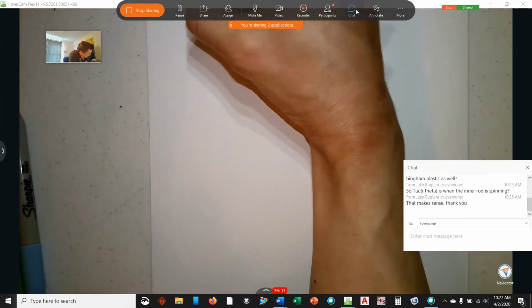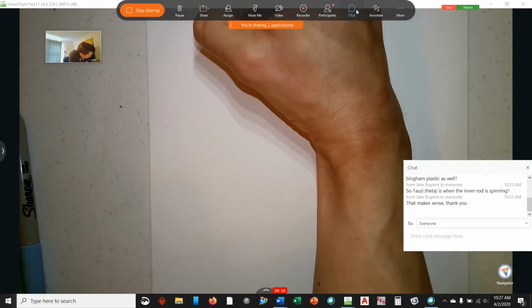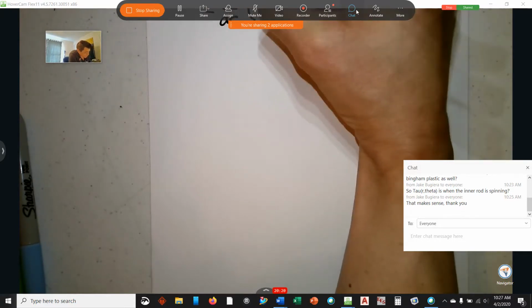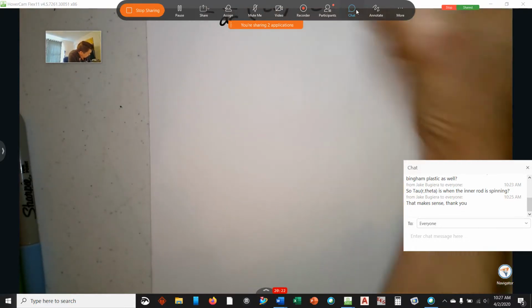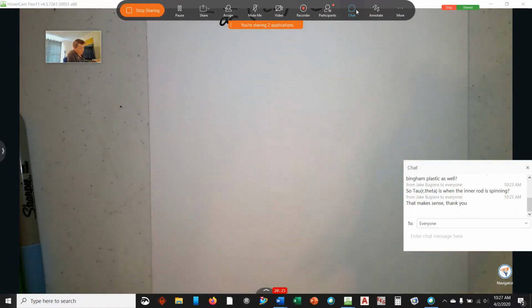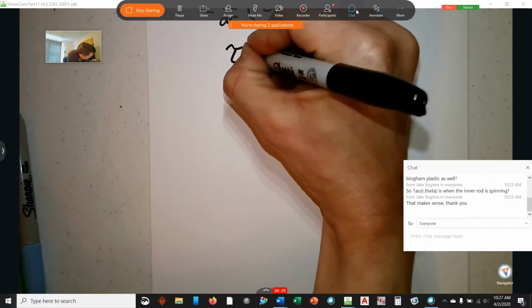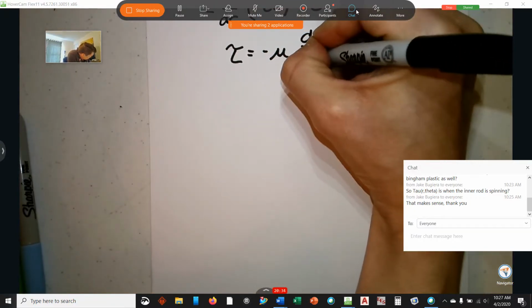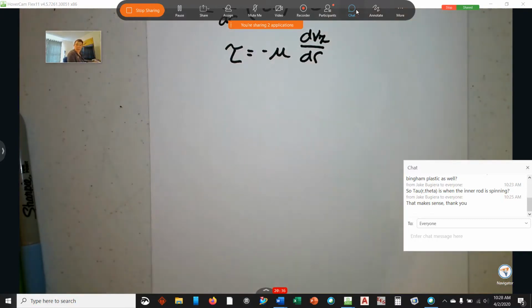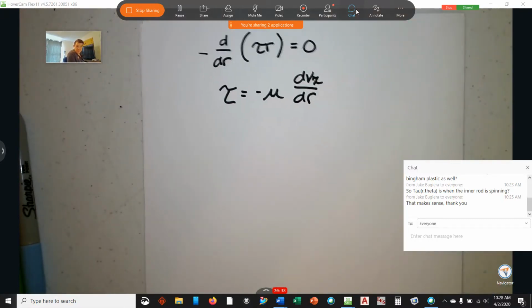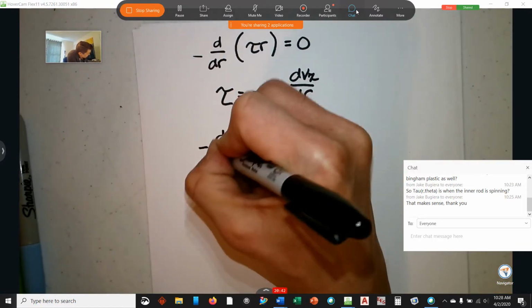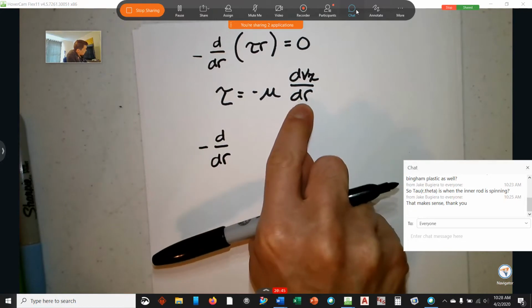We found this was going to be negative d dr of tau r equal to 0. We looked at table 2.4 and found that tau can be written as negative mu dvz dr. And so we can make that replacement. So tau is going to be replaced in our differential, so we can get a velocity profile, right?